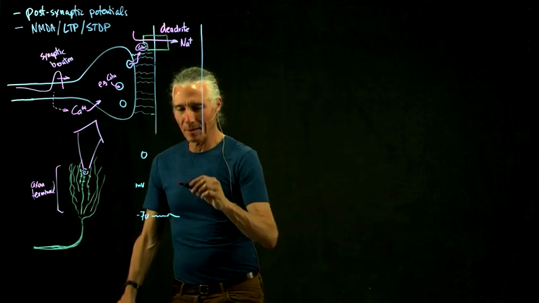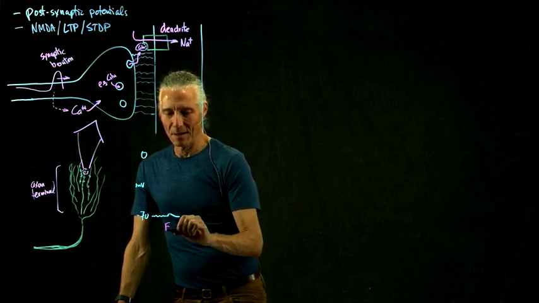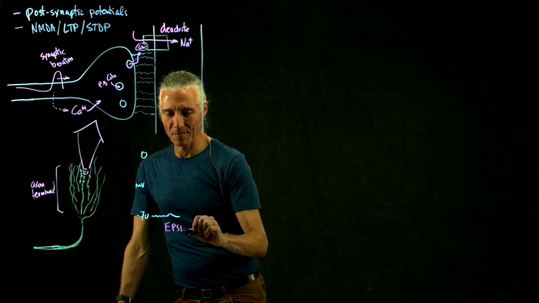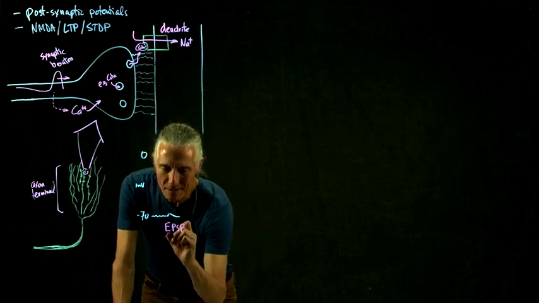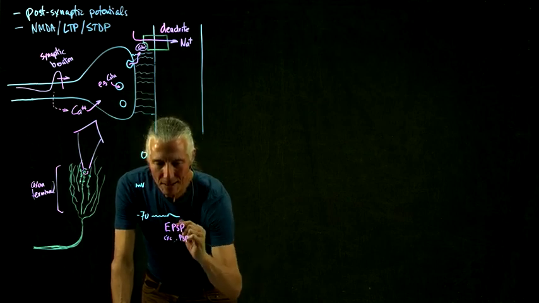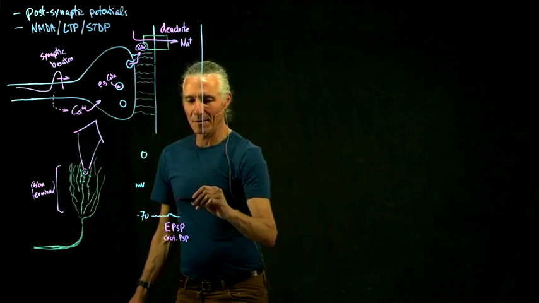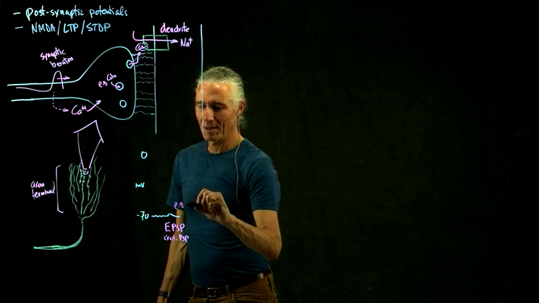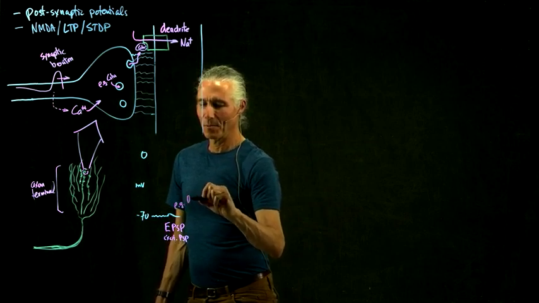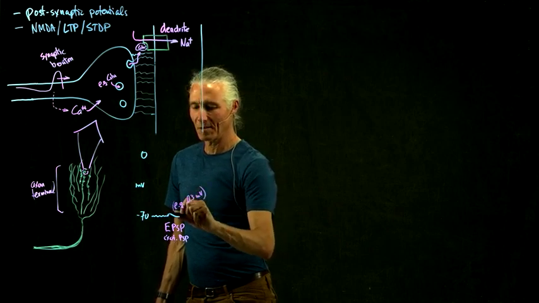This little blip is called an excitatory postsynaptic potential, EPSP. And how big is it? Pretty small, like maybe a third of a millivolt, for example, 0.3 millivolts. This distance here, not very much.